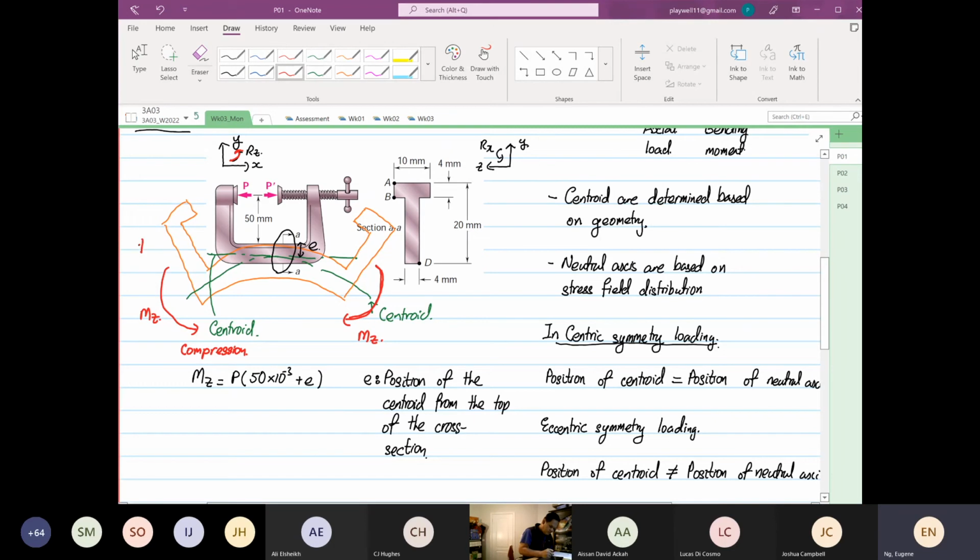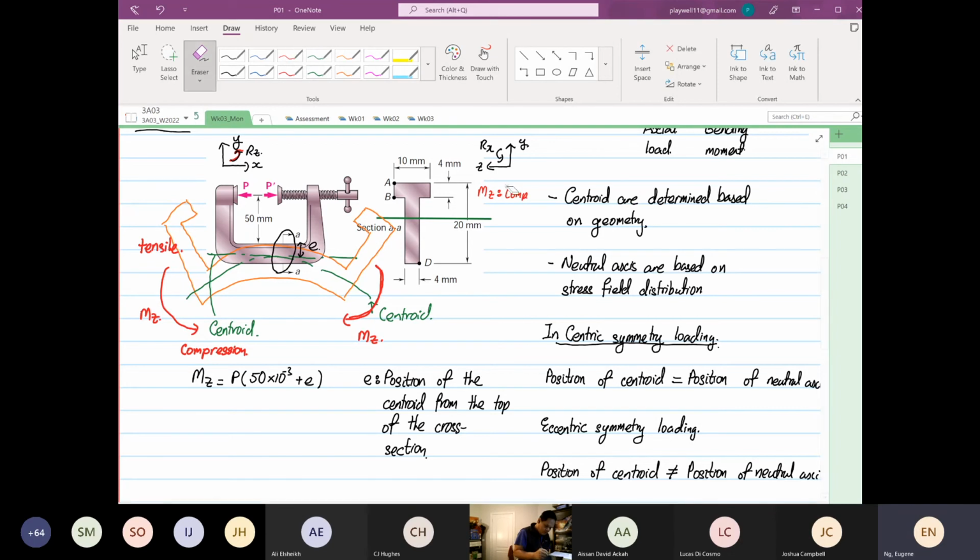Over here will be tensile due to bending. Okay. So due to bending, at point A, due to Mz, if we know where the centroid is, so if this is our centroid, right, there's our centroid. We know the top due to moment about z will be compression.